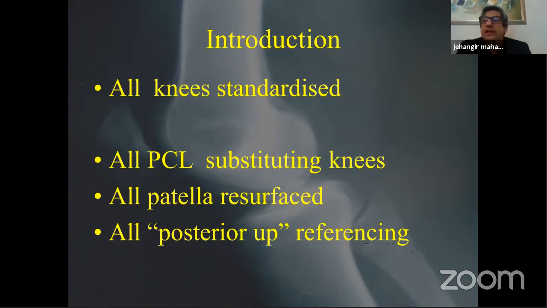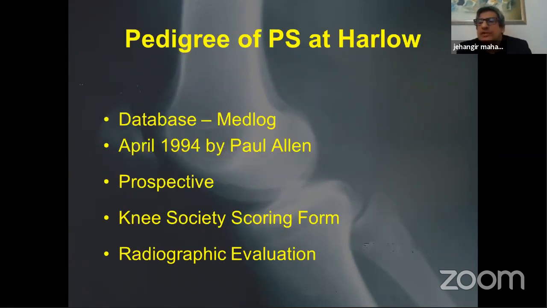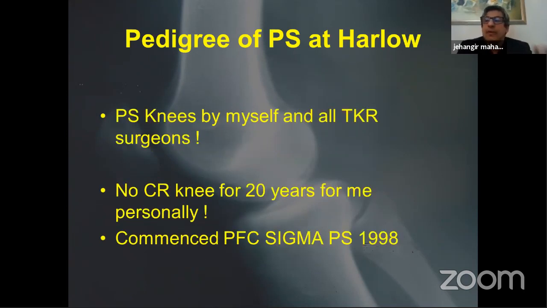Straight away, all knees are posterior cruciate substituting knees. All patellae are resurfaced. So what is the pedigree of myself and Harlow for PS knees? Paul Allen, my colleague, started the knee replacement service in April 1994, and very clearly everything was on a prospective database: the Knee Society form, the Society's scoring form and the X-ray evaluation form. All the knees from then on, from 1994 till now, are all PS knees.